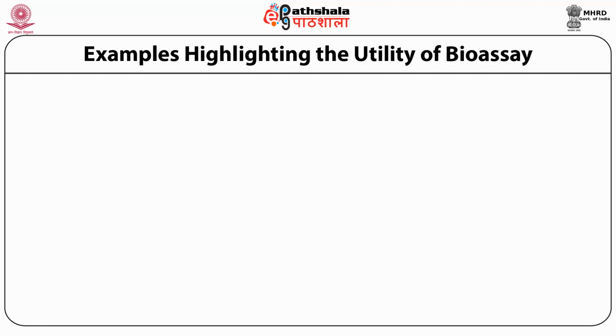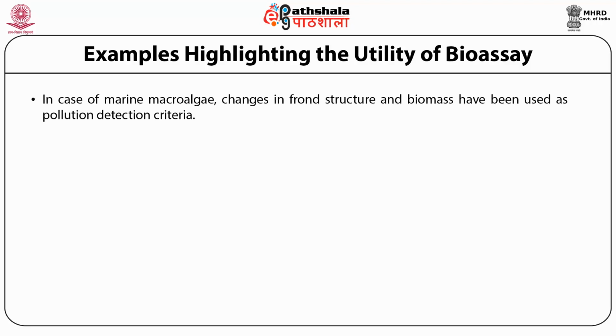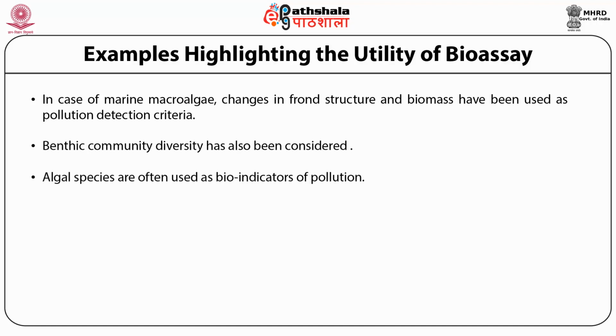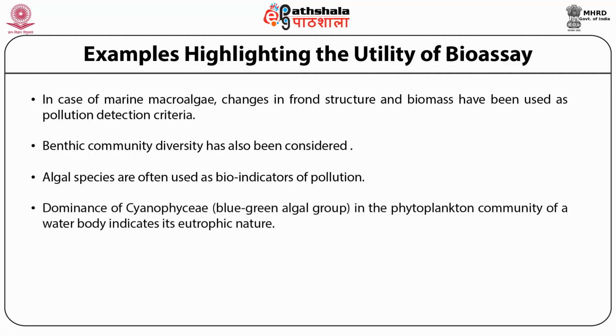Experimental methods of algal toxicity have been studied by many workers. For quantifying the responses, toxicity unit concepts have been utilized. In case of marine microalgae, changes in community structure and biomass have been used as pollution detection criteria. Benthic community diversity has also been used. Algae species are often used as bioindicators of pollution. Dominance of cyanophyceae in the phytoplankton community of a water body indicates its eutrophic nature.